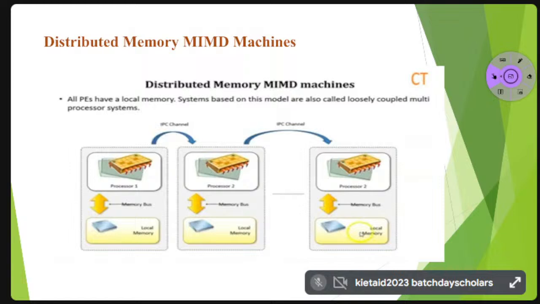To share the resource of one process with another process, we need communication. Communication has to take place, and it can take place by using IPC. On the arrow, IPC. What is IPC? We'll discuss.